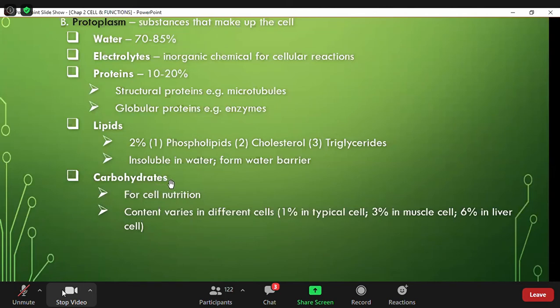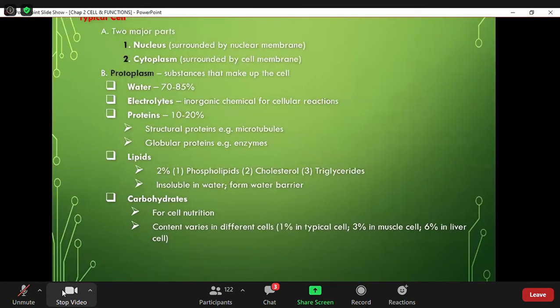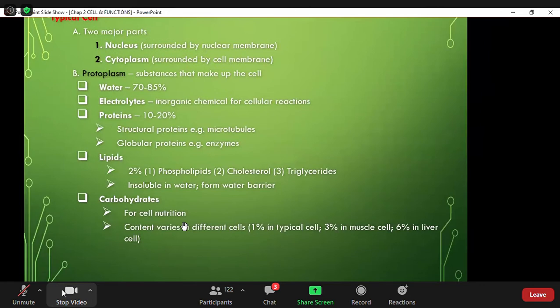Carbohydrates, upon breaking up, will end as glucose. And glucose is the nutrition of the cell. It varies. Usually plenty in muscle cells, but more so in liver cells, because glucose is the end product of metabolism of carbohydrates.